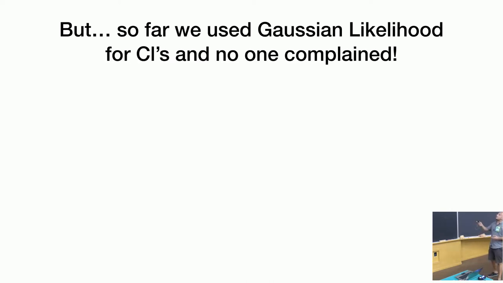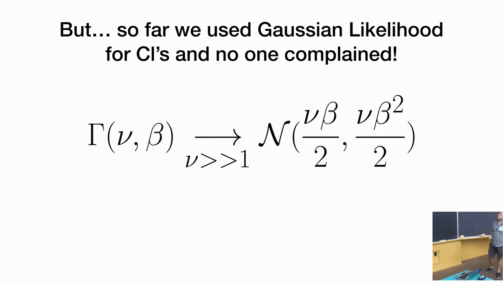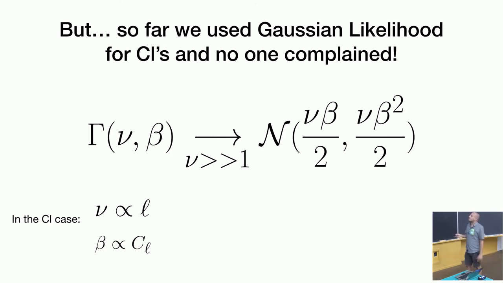But so far, we always used a Gaussian likelihood for CLs, and no one complained. Why? In order to understand this, I have to tell you that the gamma distribution, as I showed before, depends on two parameters, nu and beta, that I will tell you later what they are. It behaves like a normal distribution with this mean and this variance when the parameter nu is much greater than 1. So what are these parameters, nu and beta? Nu is related to the multipoles. Beta is related to the average CL.